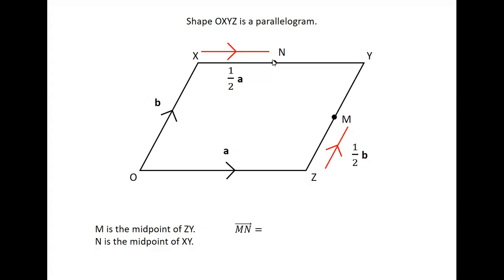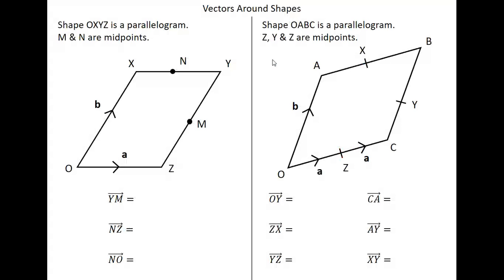Using the previous one as an example, can you pause now and attempt this question? Here are the answers. Half A, sorry, it's half B minus half A. Now I have two questions for you to attempt. Press pause now and attempt this question on a piece of paper. Once completed, check your answers. Here are the answers.